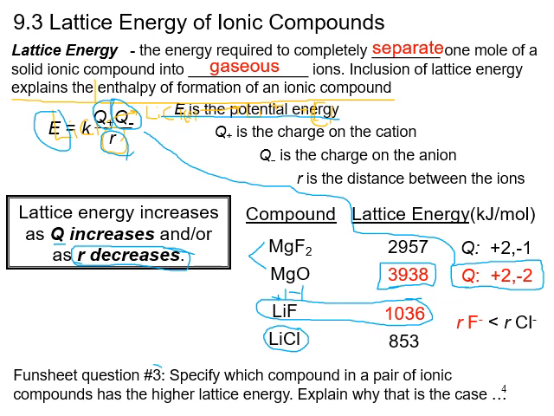So go look at fun sheet question number 3. You're asked to specify which compound in a pair of ionic compounds, like we did just here, has a higher lattice energy, and explain the reasoning for that based upon the charge or the radius.